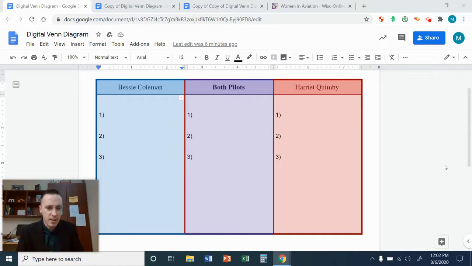I posted an assignment. It looks very much like this. I point at the screen. It's called the digital Venn diagram, and we're going to use it to compare and contrast, which is what's similar and what's different, the two pilots that we've been studying as we read Women in Aviation, which we're going to do for the rest of the week.